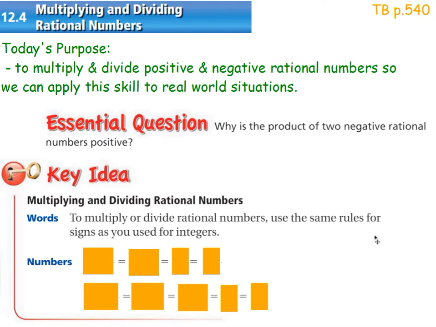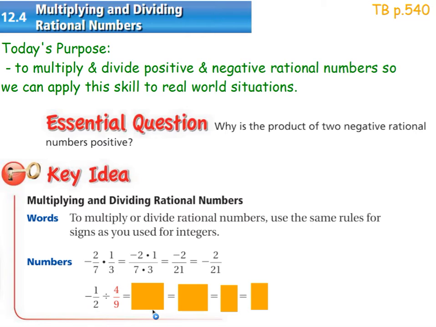To multiply or divide rational numbers, we are going to use the same signs and same rules that we used for the signs in integers. So, for example, if I have negative 2/7 times 1/3, I'm going to multiply the fractions just like I would normal fractions. And then my answer is going to be negative because I have one negative in the original problem.